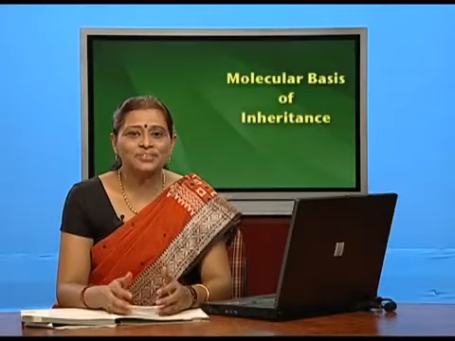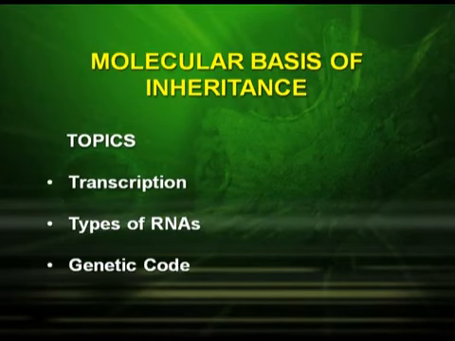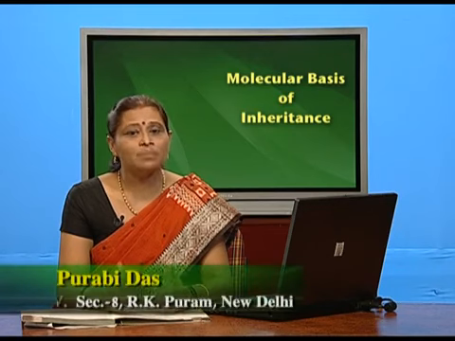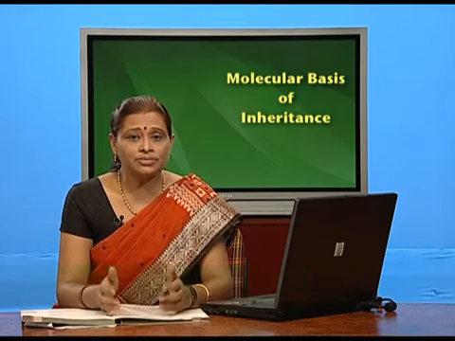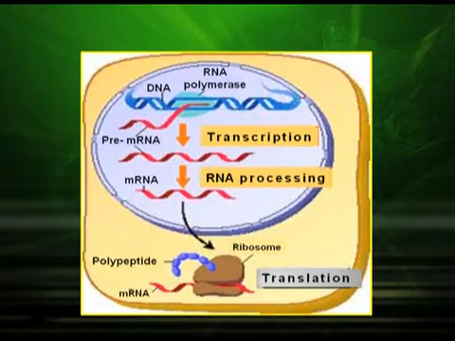Hello students, today we are going to discuss the topics transcription, types of RNAs and genetic code. Till now we have studied how DNA forms other DNA, that is, how DNA replicates. Now today we are going to study how DNA forms RNA. Now let us see where the transcription, that is formation of RNA from DNA, takes place. As you can see in the picture, transcription takes place in the nucleus where the DNA forms RNA.